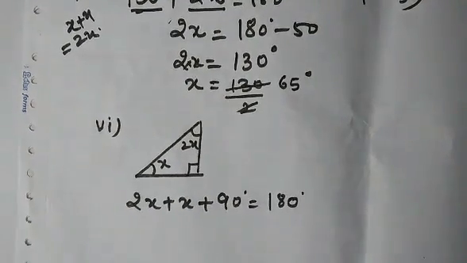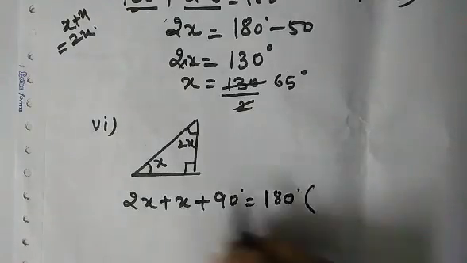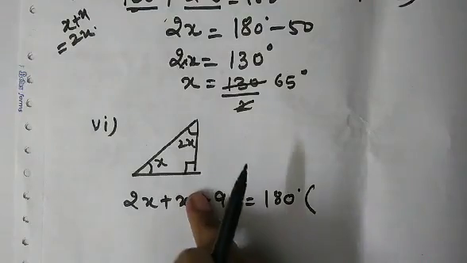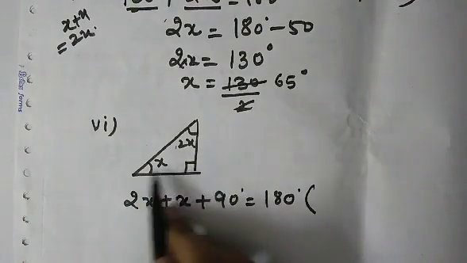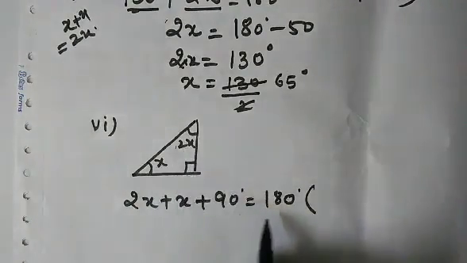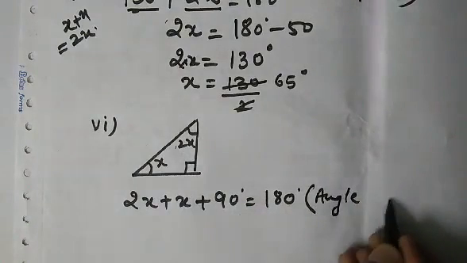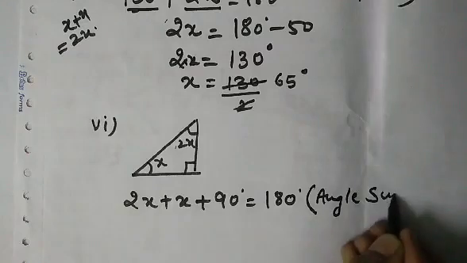Why is it 180? Because of the angle sum property. Okay, this we have learned. These are the three angles of a triangle, so their sum must be 180. This we have discussed, and you have to mention also that this is by using the angle sum property.